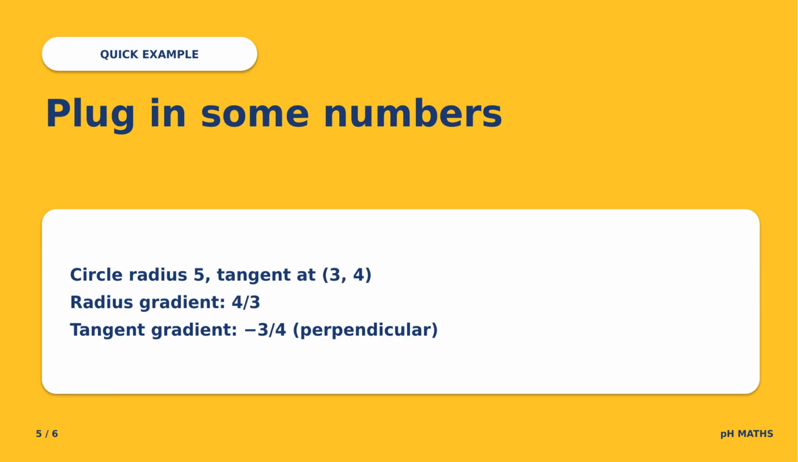Quick example: circle radius 5 with a tangent at the point (3, 4). The radius gradient, the rise over run from the origin to (3, 4), equals 4/3. So the tangent gradient, which is the negative reciprocal, is -3/4. Perpendicular every time on any circle.